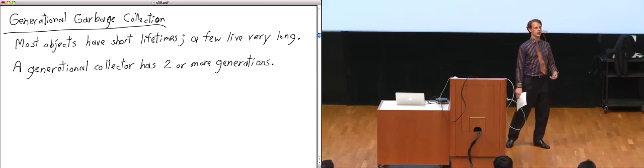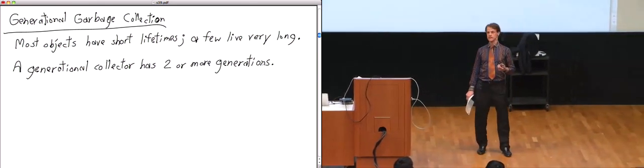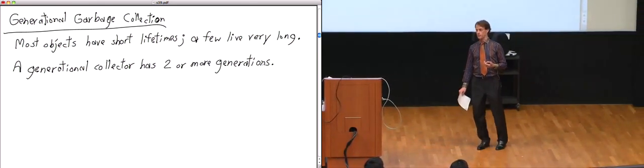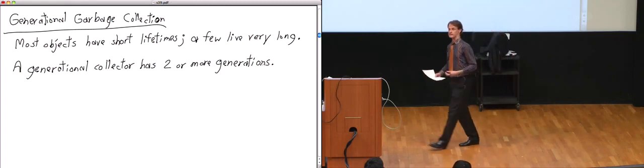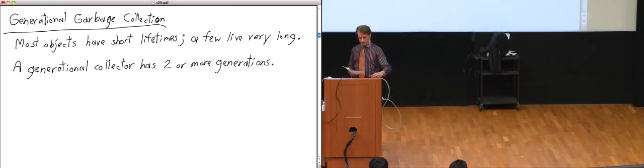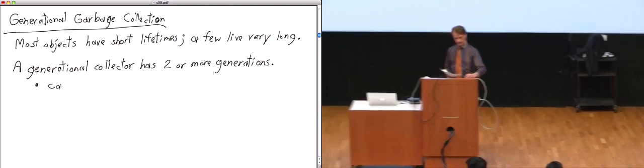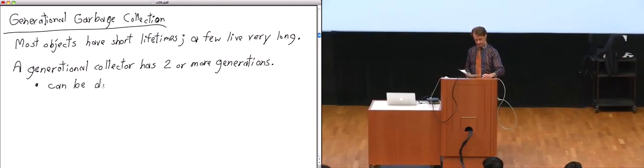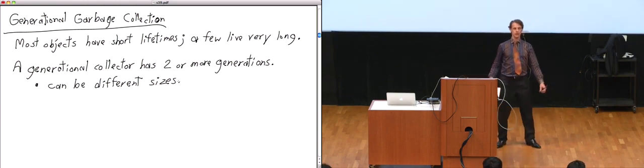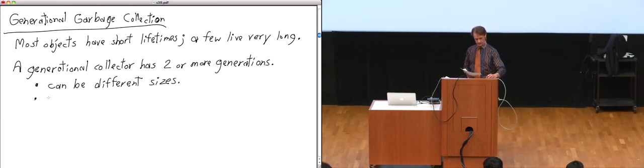Now, these generations are a little bit like the two spaces or the multiple spaces in a copying garbage collector, but they're not quite the same thing for a number of reasons. One is that different generations can have different sizes. And in fact, their sizes can adapt depending on how many young objects are around and how many old objects are around. So they can actually change size during the program's lifetime and grow and shrink according to the number of objects they actually have to store.